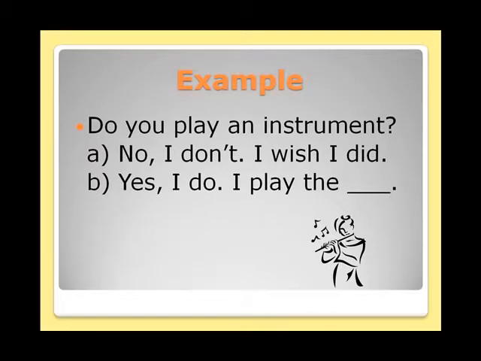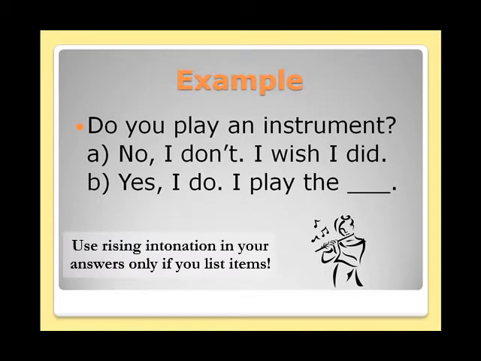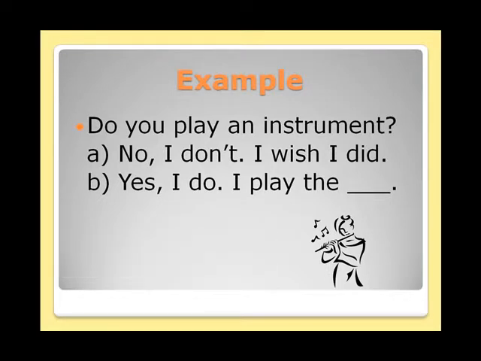You can answer choosing A or B. Both will be read with falling intonation. You can say, "No, I don't. I wish I did." Or, "Yes, I do. And tell me what you play." "I play the piano." Now you'll always use falling intonation in your answers unless you list items. If you list items, use rising intonation until you get to the last item in your list. For example, "Yes, I do. I play the flute, clarinet, and saxophone."